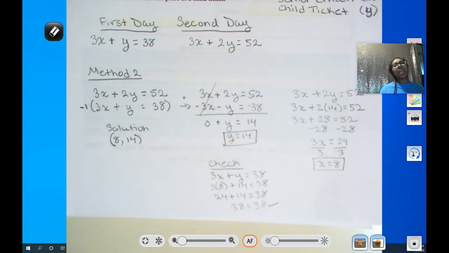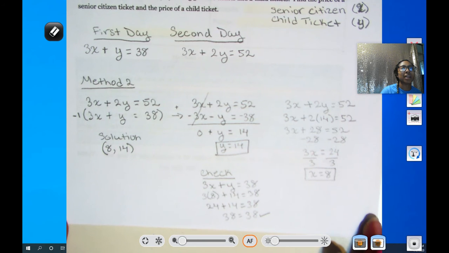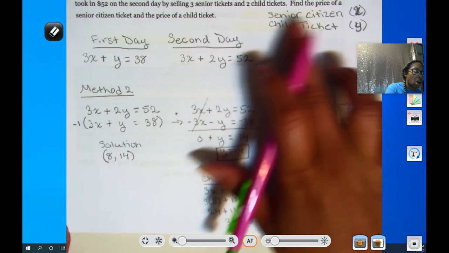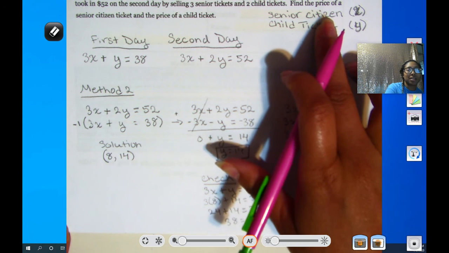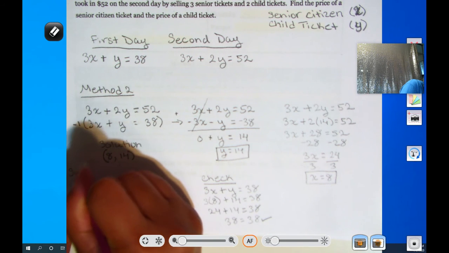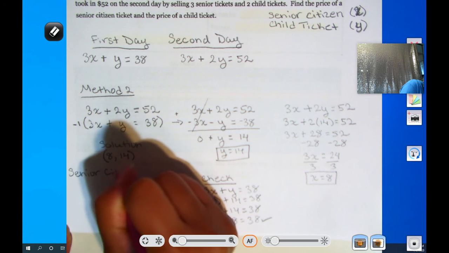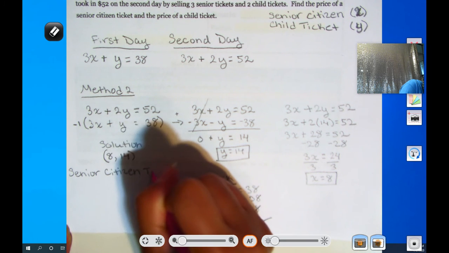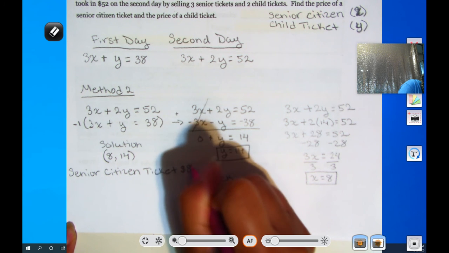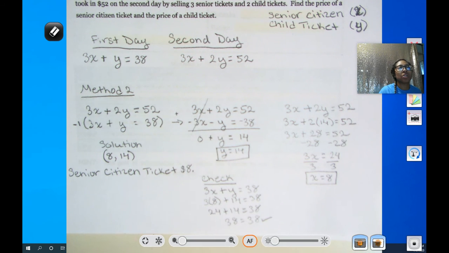Well, we can't just write our answer as 814. That doesn't make sense for this real world application. So we have to think about, well, what does our x and our y represent? Our x, if you remember, represents the cost of the senior citizens ticket. So essentially, that means that the senior citizen ticket is $8. So they're charging $8 for a senior citizen ticket.